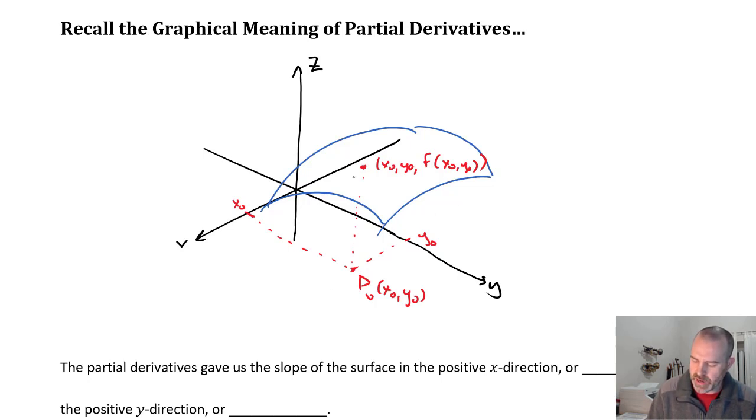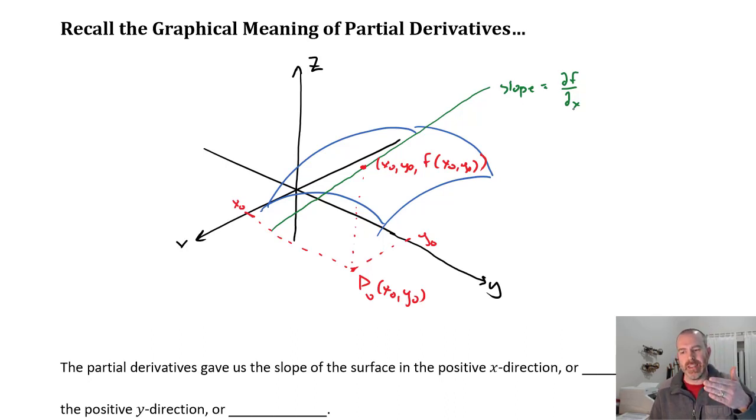If we have this line from P0 to the Y-axis that's parallel to the X-axis, and if we go in that direction, we might get a tangent line that looks something like this. The slope of this line is the partial derivative of f with respect to x. That's how it is changing if we hold y constant, then how does x change? So it's the slope in the x direction evaluated at that particular point x0, y0.